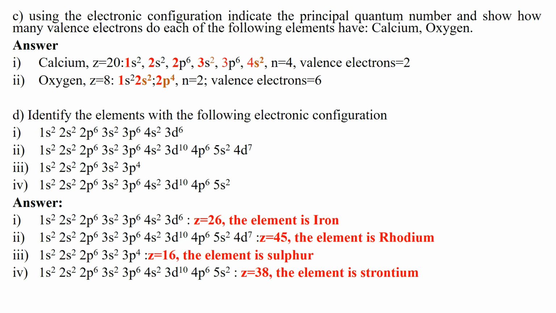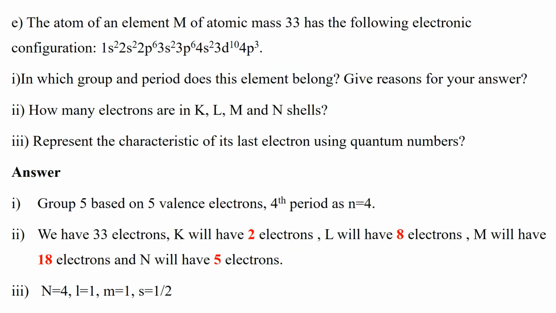The atom of an element M of a given atomic mass has the following electronic configuration. We have also the atomic mass. Then, in which group and period does this element belong? Give a reason for your answer. How many electrons are in the K, L, M, and N shells? Represent the characteristic of the last electron using quantum numbers.